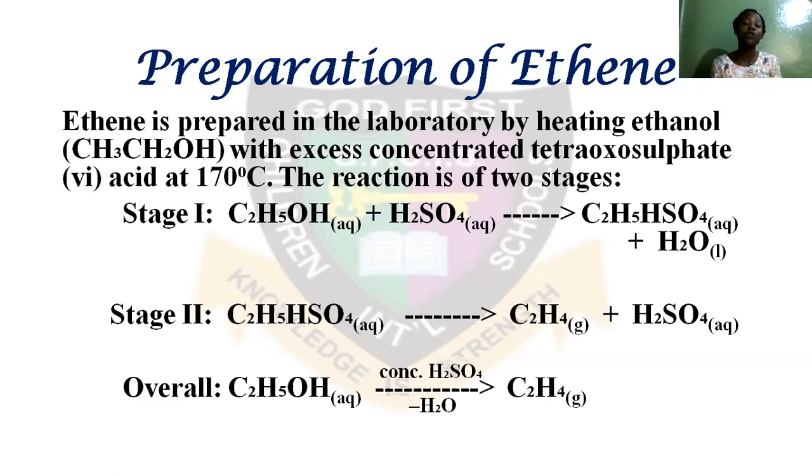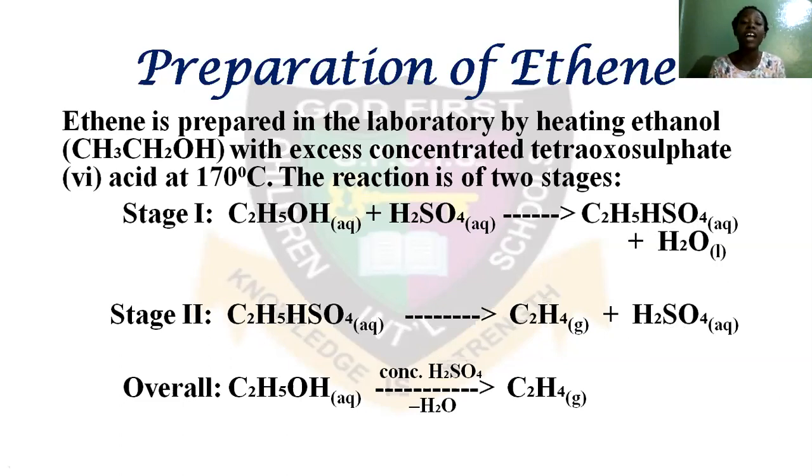Now, the reaction is of two stages. First stage is that the ethanol reacts with the concentrated acid to give you this substance, which is ethyl hydrogen tetraoxosulfate 6 and then water. So this is the intermediate product. On stage 2, that substance further breaks down to give you the ethene and then the acid. So these are the stages of the reaction.